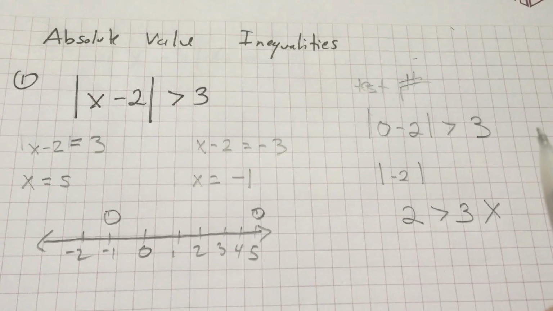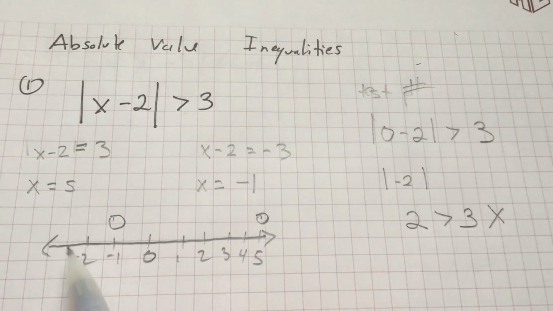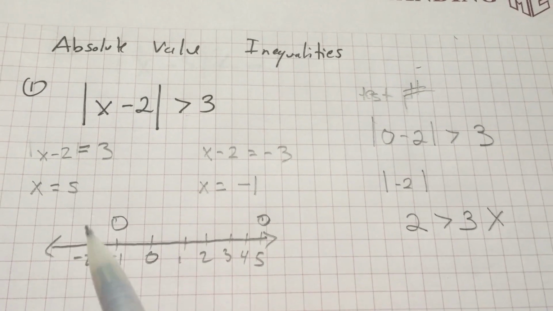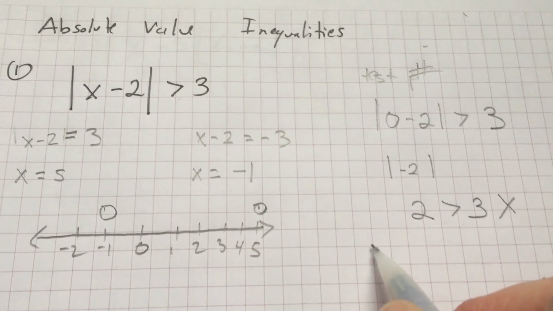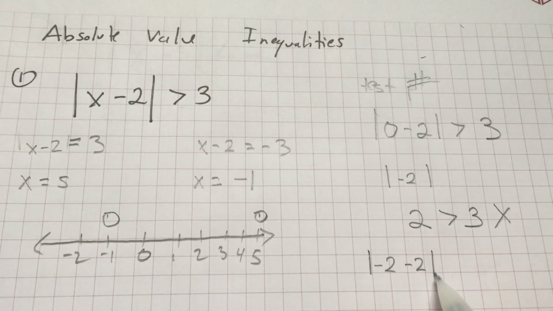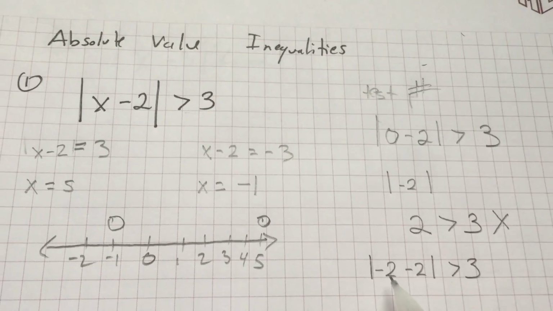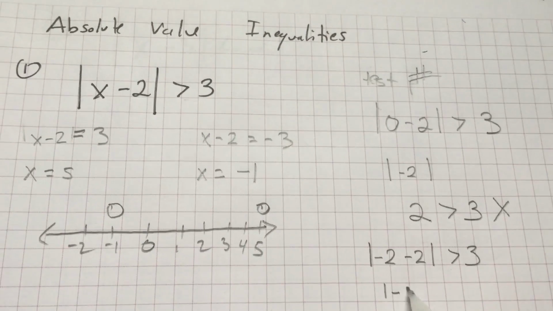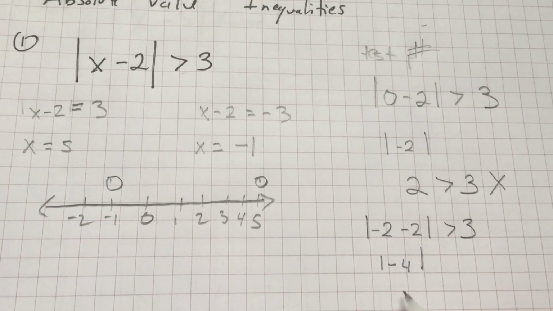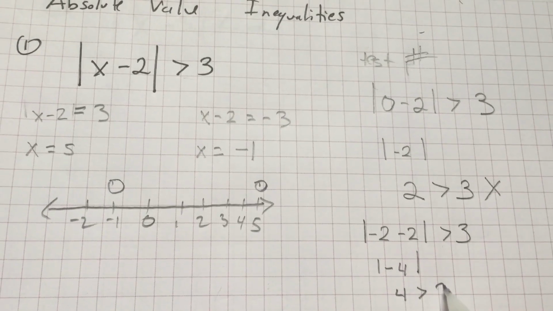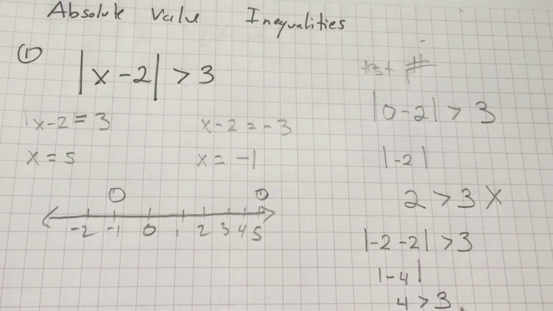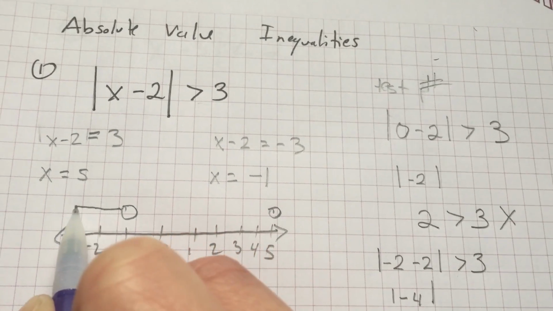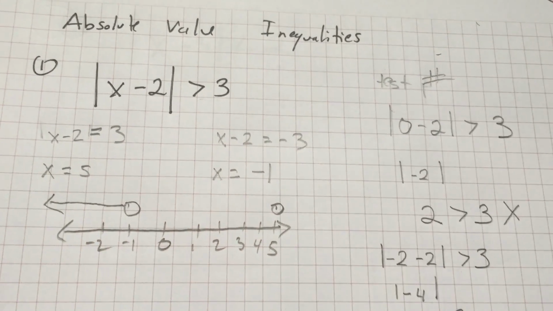Okay? But just because we tested a number that didn't work, we want to test a number that does work. So let's try negative 2. So negative 2 minus 2 is negative 4, and the absolute value of negative 4 is 4, and 4 is definitely greater than 3, so I know that I am going in that direction.